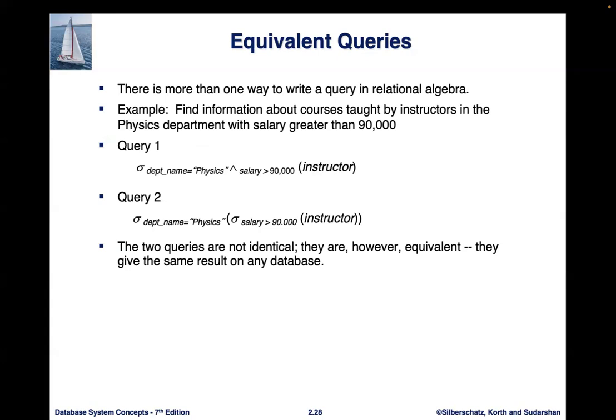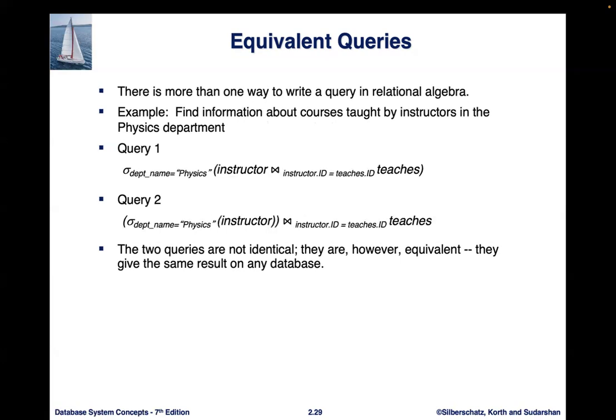Now we look at equivalent queries. The same results can be achieved in multiple ways. For example, query one, where we say, give me the instructors whose department name is physics and who have a salary of more than 90,000. So this is one select operation where we have two conditions. One is that the department has to be physics and the salary has to be greater than 90,000. The same table can be achieved by first giving me all the instructors that have a salary greater than 90,000, and from those rows, give me only those instructors whose department name is physics. These are two select operations, but the results are the same. So these are equivalent queries.